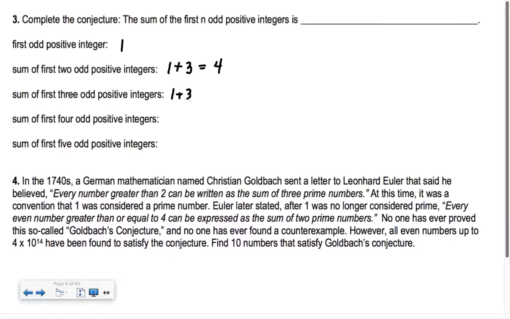4. And the next one is 1, 3, 5. What do I get when I add them together? 9. 1, 3, 5, and 7. 16. 1, 3, 5, 7, 9.